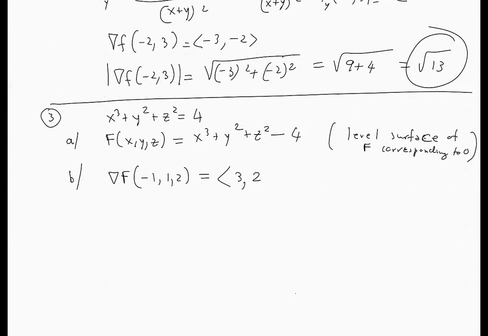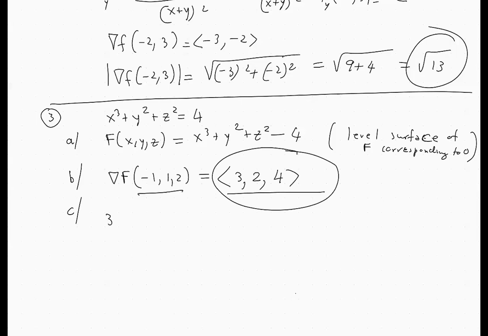And the last part is this is going to be perpendicular to our surface, normal to the tangent plane. So since you know the normal vector and the point, you can find the equation of the plane, which will end up being the tangent plane. 3 times (x plus 1) plus 2 times (y minus 1) plus 4 times (z minus 2) is equal to 0.